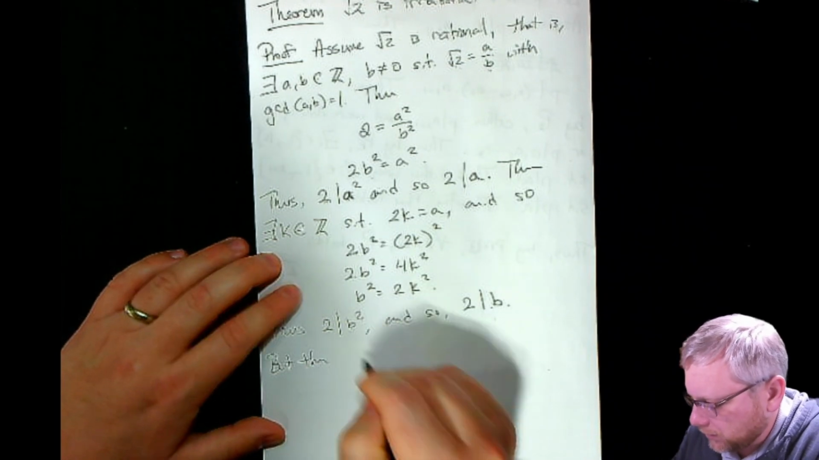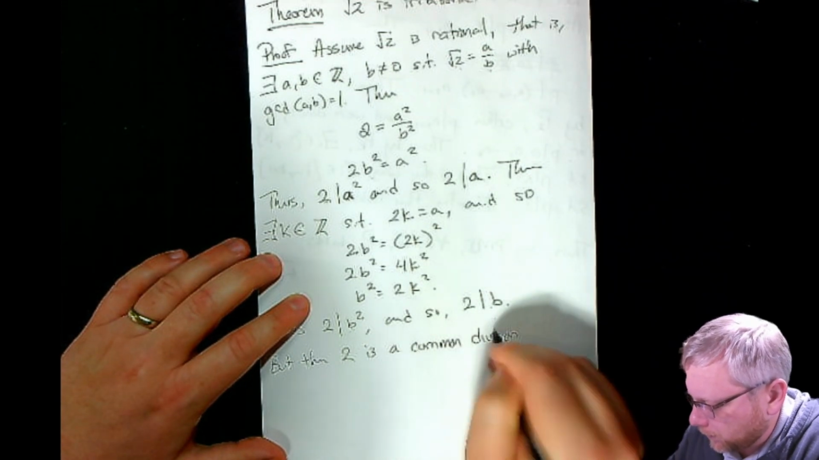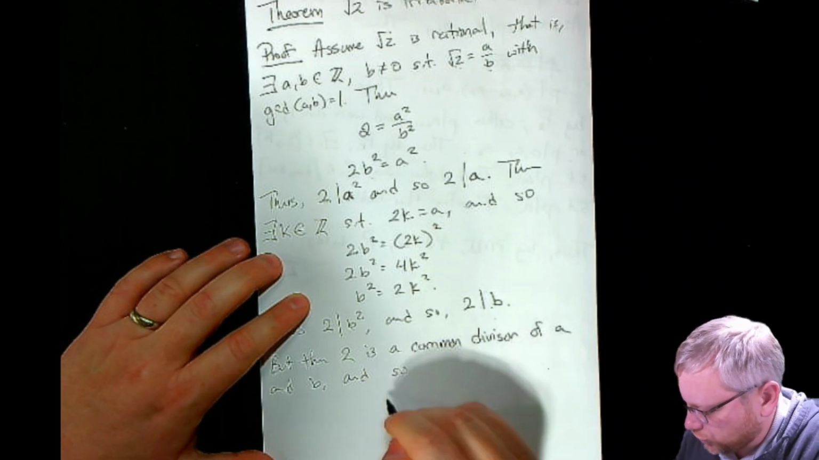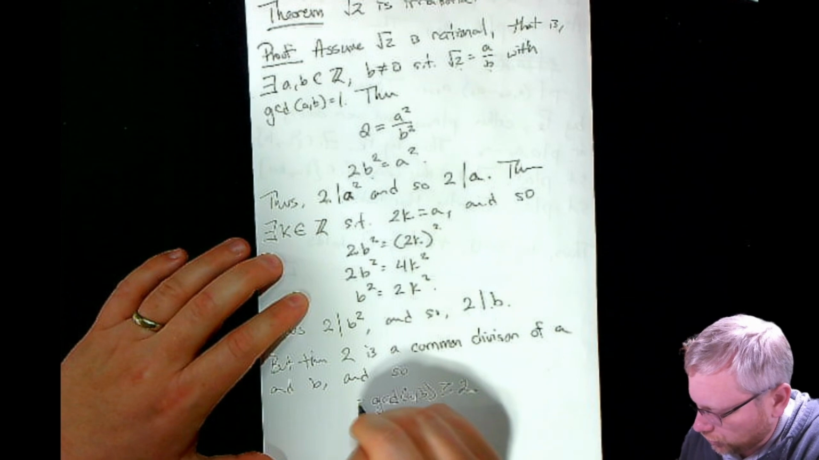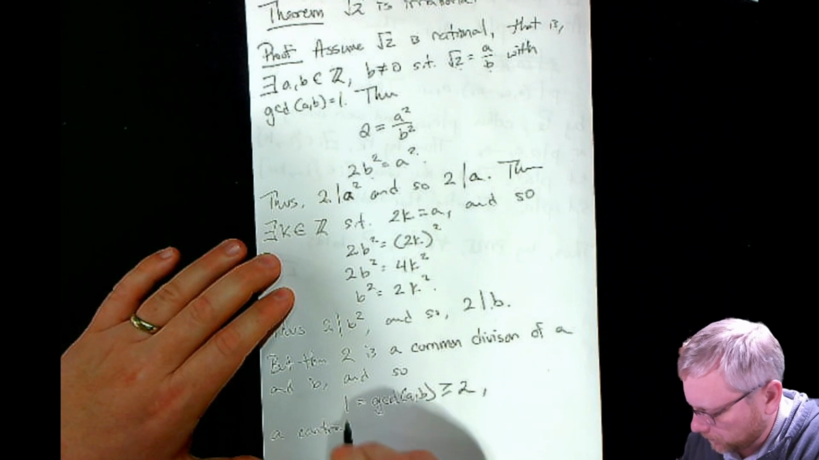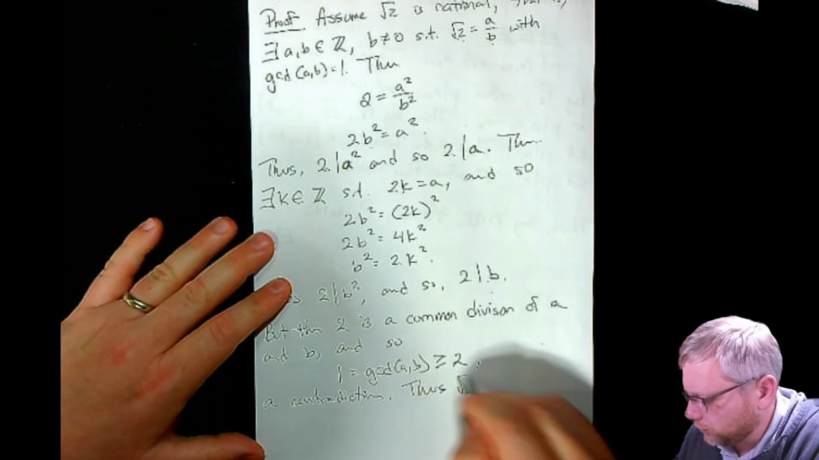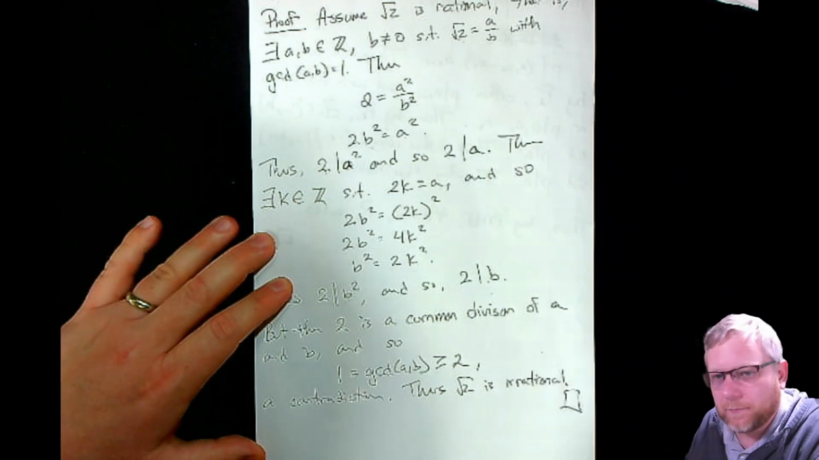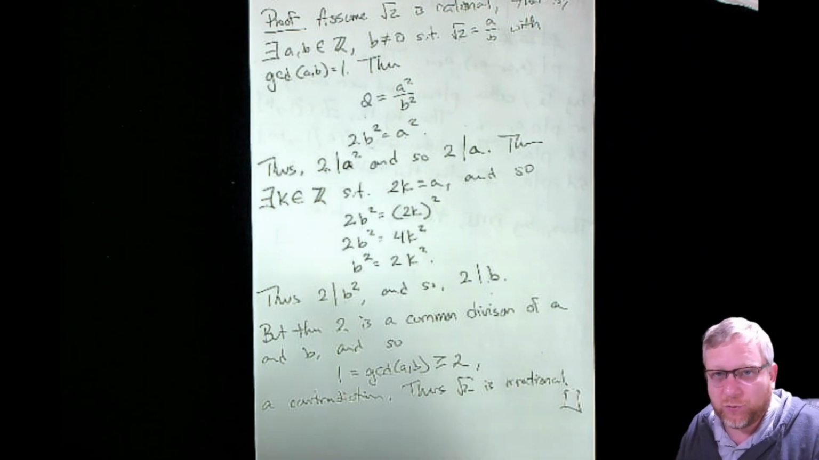But then 2 is a common divisor of a and b. And so the GCD of a and b must be greater than or equal to 2. And of course, the GCD was assumed to be 1. 1 is greater than or equal to 2, a contradiction. Thus, root 2 is irrational. That's it. It's a beautiful proof due to Euclid. Beautiful proof to show that root 2 is irrational.